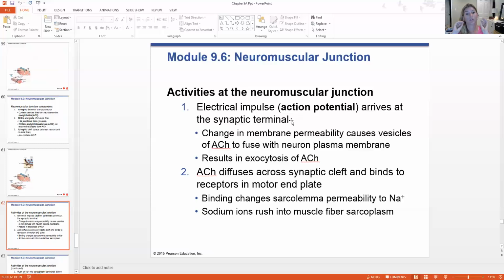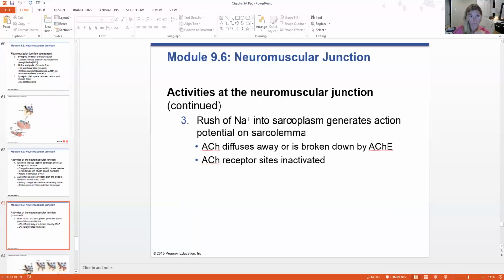ACh is now going to go through the synaptic cleft and bind to the receptors on the muscle cell, on the motor end plate. That binding of acetylcholine changes the permeability of the sarcolemma, and now the sodium channels open, and sodium rushes into the sarcoplasm. That rush of sodium generates an action potential, or charge distribution, on the sarcolemma. The ACh diffuses away and is broken down by acetylcholinesterase, and the ACh receptors can then be reactivated.